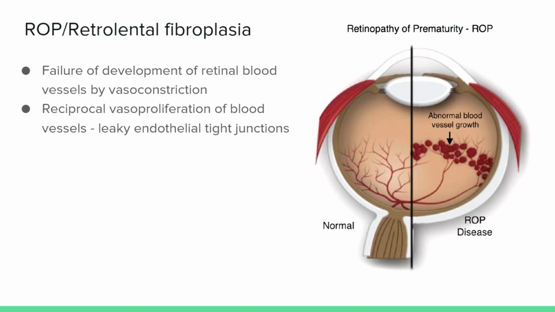Now, retinopathy of prematurity or retrolental fibroplasia is due to failure of development of retinal blood vessels by vasoconstriction, which leads to reciprocal vasoproliferation of blood vessel due to leaky endothelial tight junctions.